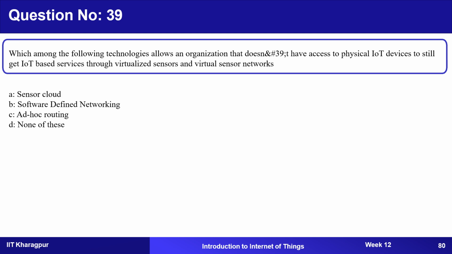Next question is, which among the following technologies allows an organization that does not have access to physical IoT to still get IoT based services through virtualized sensor and virtualized sensor network? Options are sensor cloud, software defined networking, ad hoc routing, none of these. A, sensor cloud. A, right.